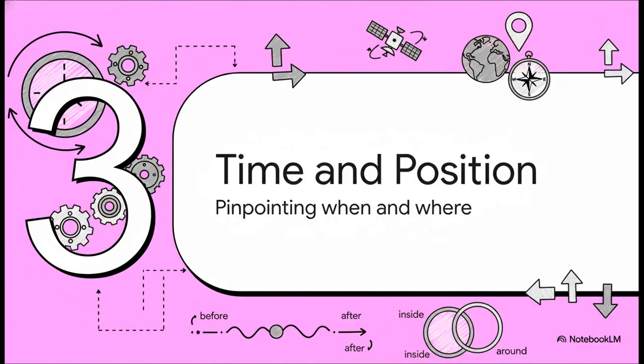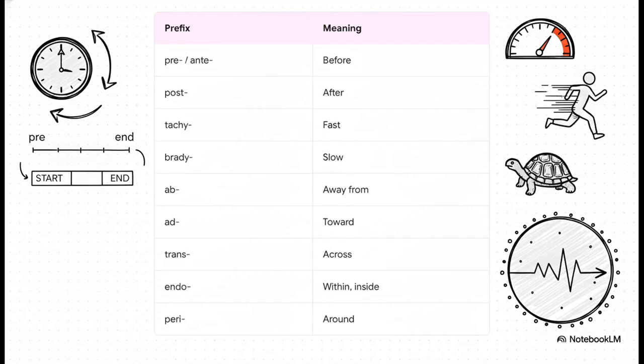All right, moving on to our next toolkit, prefixes of time and position. I like to think of these as the GPS and the clock of medical language. They're all about pinpointing exactly when and where something is going on in the body. So in this group, you've got stuff related to time, like pre for before and post for after, like prenatal care or post-op recovery. Then we have speed demons, tachy for fast and brady for slow. And finally, we have location prefixes that tell us if something is inside, like endo, or around, like peri. Each one of these adds a crucial layer of meaning.